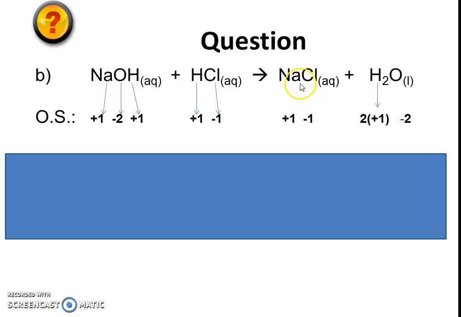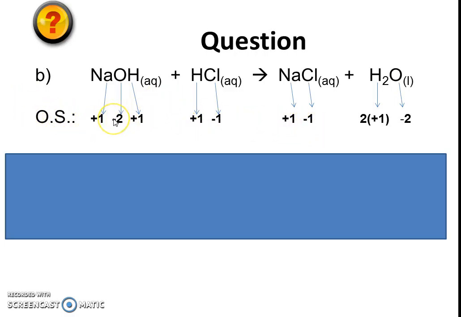Same over here. Sodium, group 1, positive 1. Chlorine, group 7, negative 1. And hydrogen, there are 2 of them. Each hydrogen atom will take an oxidation state of plus 1 multiplied by 2 since there are 2 hydrogen, and oxygen of minus 2. So we have written down the oxidation states.